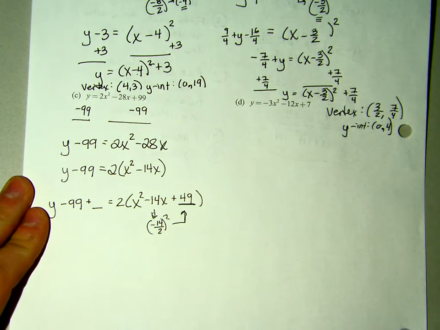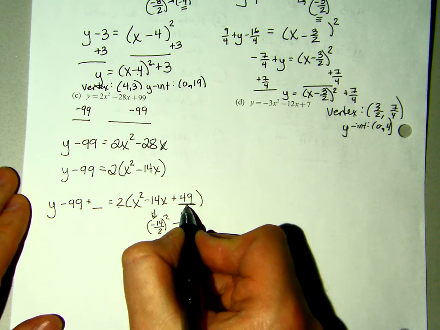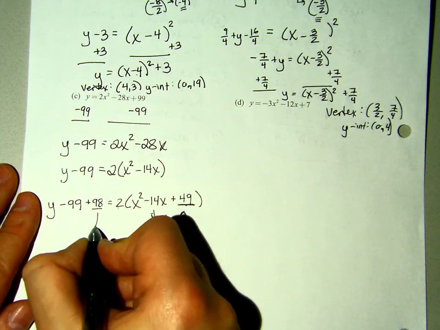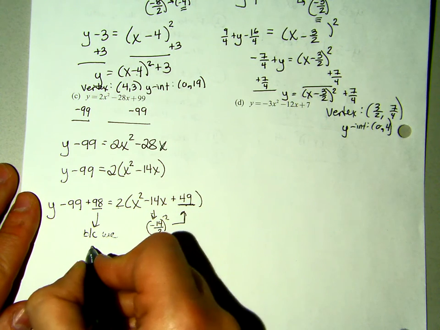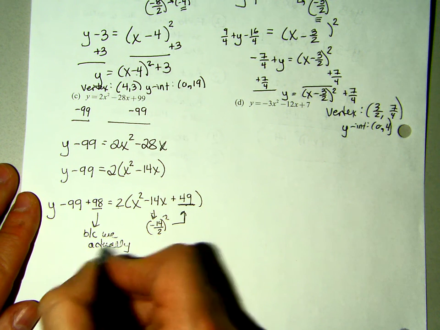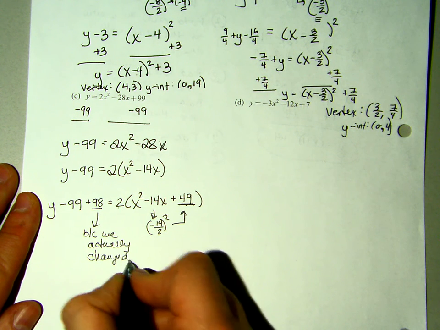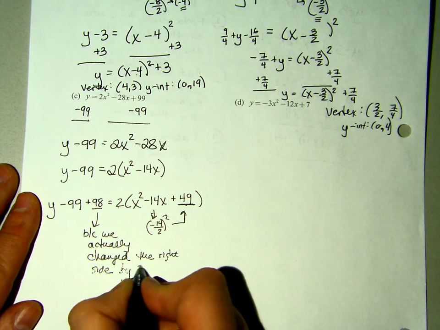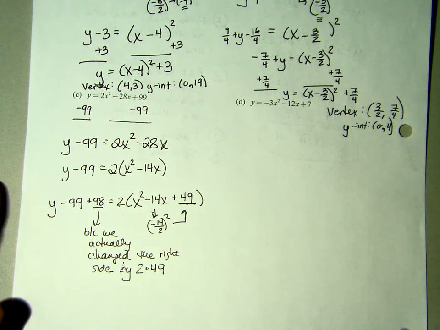When I added 49 here, I didn't actually change that side by 49. I actually changed the right side by 2 times 49. Therefore, on the other side, I'm going to add in 98 because we actually changed the right side by 2 times 49. Do you see that? Adding in 49 actually changes it by 2 times 49. That's the new, slightly weird part.